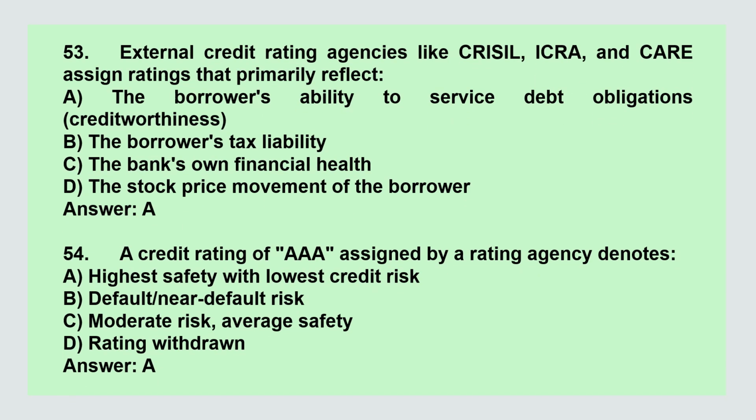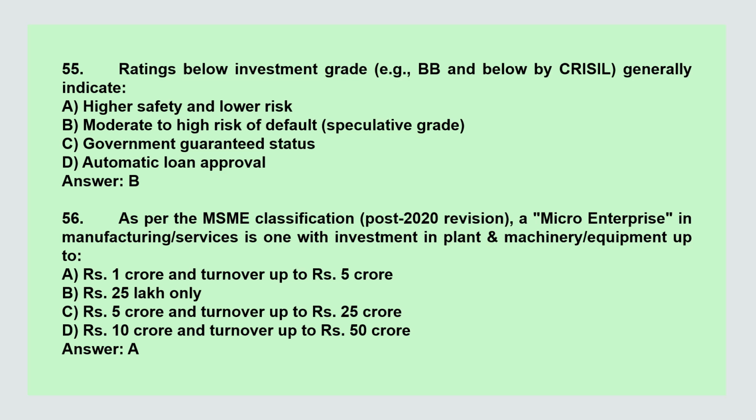External credit rating agencies like CRISIL, ICRA and CARE assign ratings that primarily reflect answer A, the borrower's ability to service debt obligations, creditworthiness. A credit rating of A assigned by a rating agency denotes answer A, highest safety with lowest credit risk. Ratings below investment grade, BB and below by CRISIL, generally indicate answer B, moderate to high risk of default. As per the MSME classification post 2020 revisions, a micro enterprise in manufacturing and services is one with investment in plant and machinery equipment up to answer A, rupees 1 crore and turnover up to rupees 5 crore.